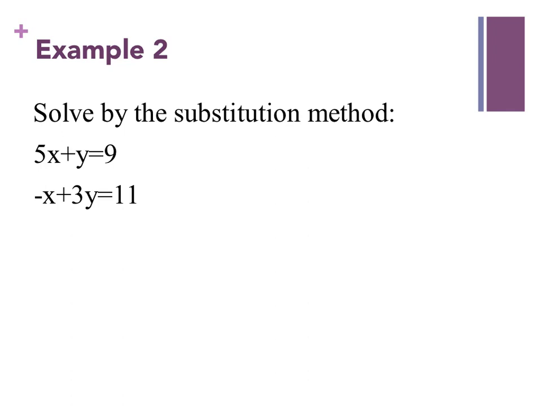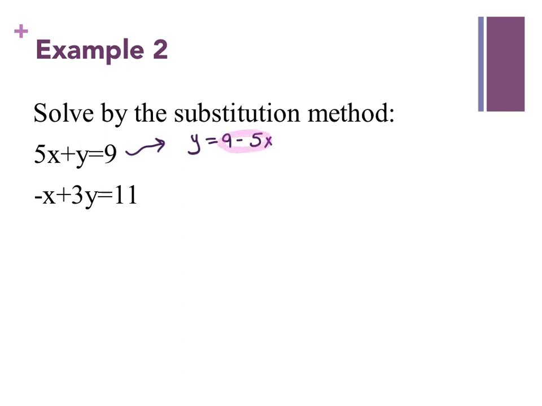Solve by the substitution method. So I'm going to look at my two equations that are there, and I'm going to see which one is easier to solve for a single variable. What's easy to solve for? The y in the top, right? It's already by itself, as far as it's not being multiplied by anything. All I'd have to do is subtract the 5x. So I get y equals 9 minus 5x. It's not the only way you could do this, but I would have probably picked that one too.